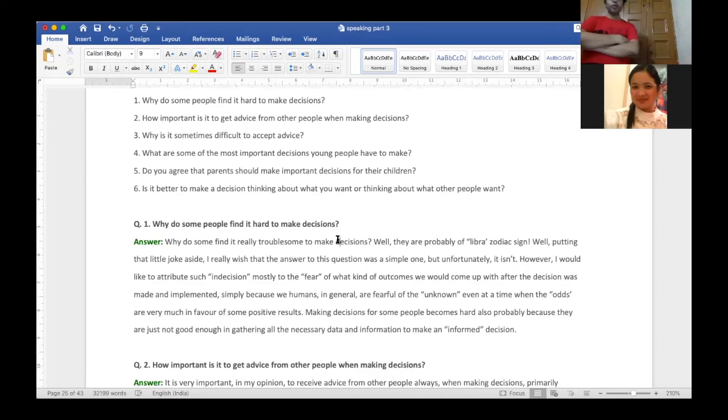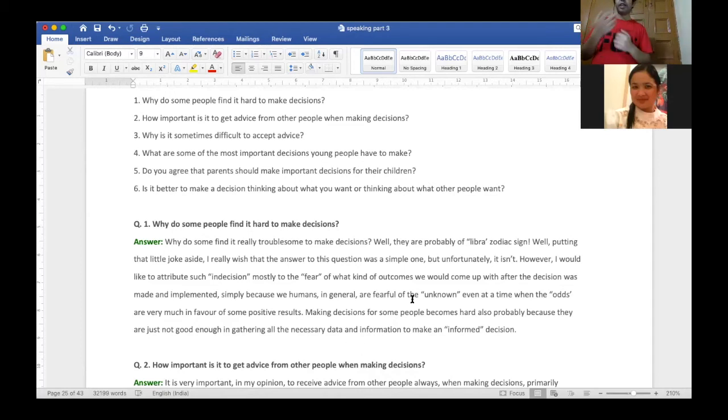Okay. So why is it so hard for some human beings to make decisions? So see, this is a way of speaking. It's a joke that maybe they are of Libra zodiac sign, but then that is a joke. I wish that the answer to this question was so easy, but it is not. However, I would want to attribute such indecision to the fear of what kind of outcomes we would come up with after the decision was made. Right? Because as humans, we are afraid of the unknown.